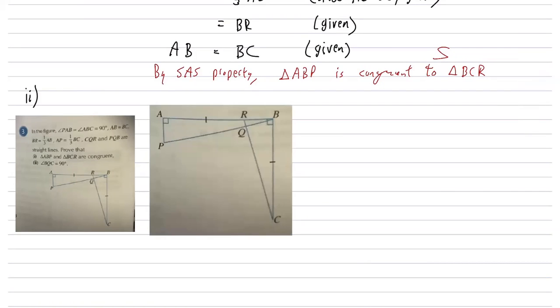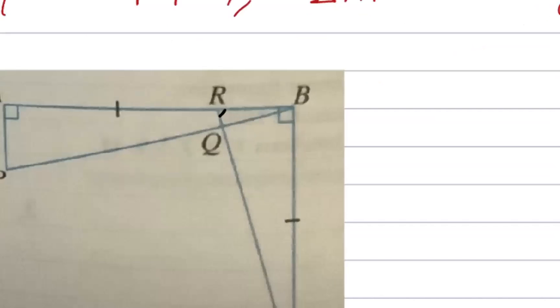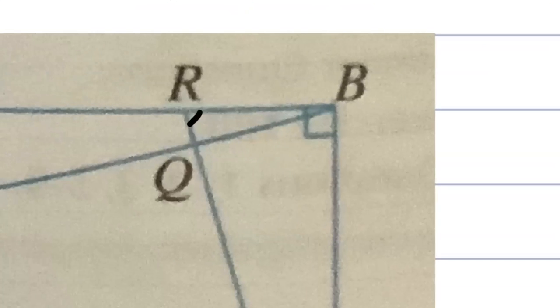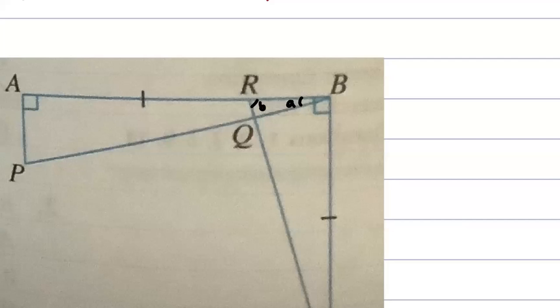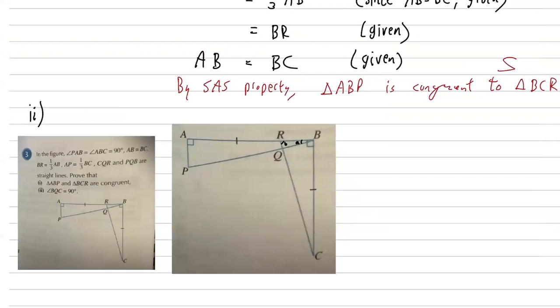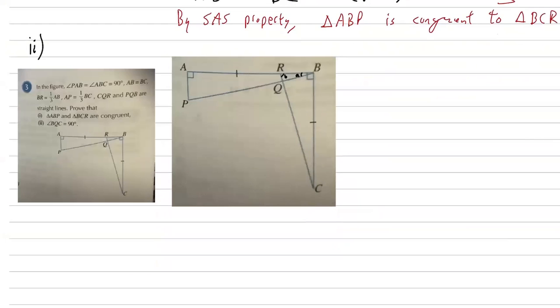Okay, I can let angle CRB equals to angle B and ABP equals to angle A. Okay, so in other words, if I can make the diagram a bit bigger, this will be angle B and that will be angle A. Okay, good. So why do I want to do that?